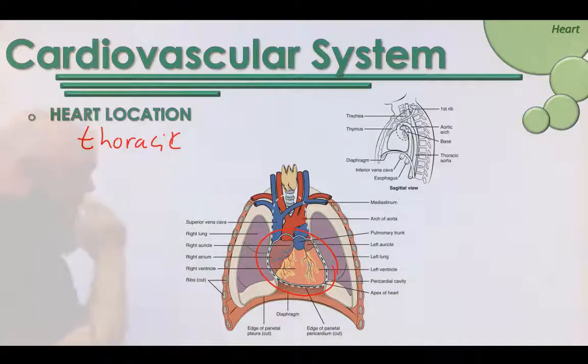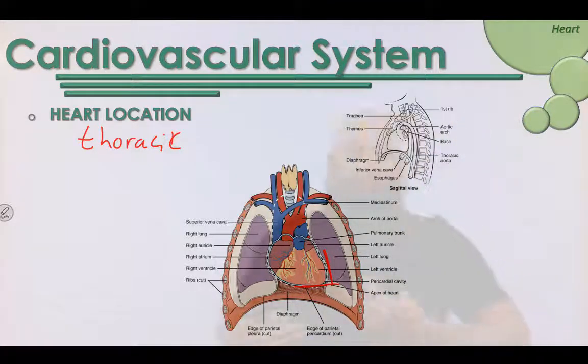The thoracic cavity. It's located basically right in the middle of the thoracic cavity, underneath your sternum. It does poke out a little bit to the left side, and we'll talk about why it pokes out a little bit to the left side. But in all reality, it's right there, dab smack in the middle.